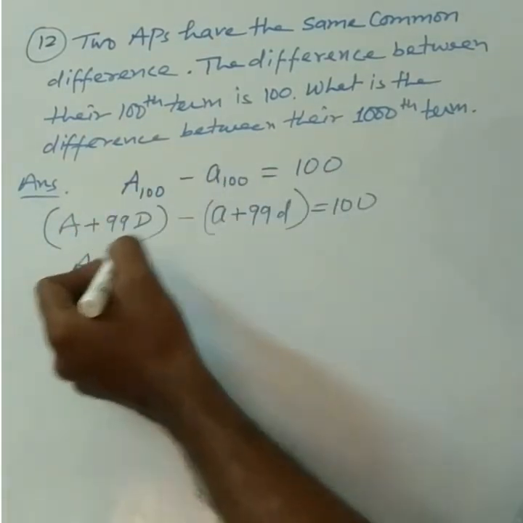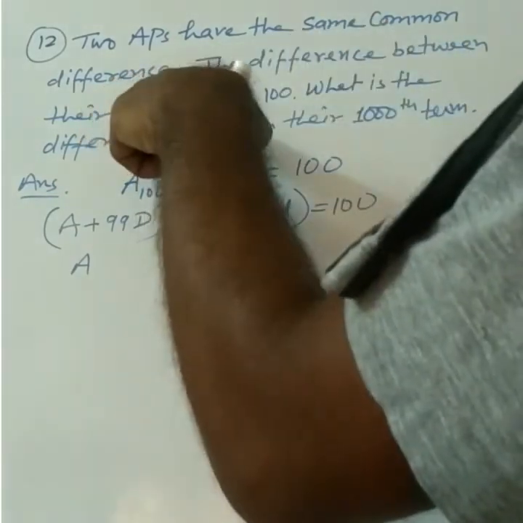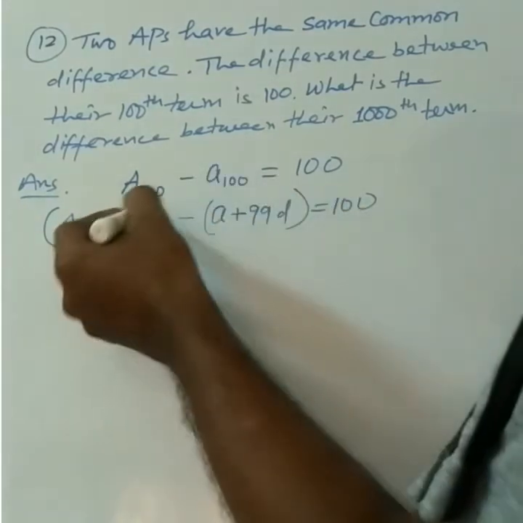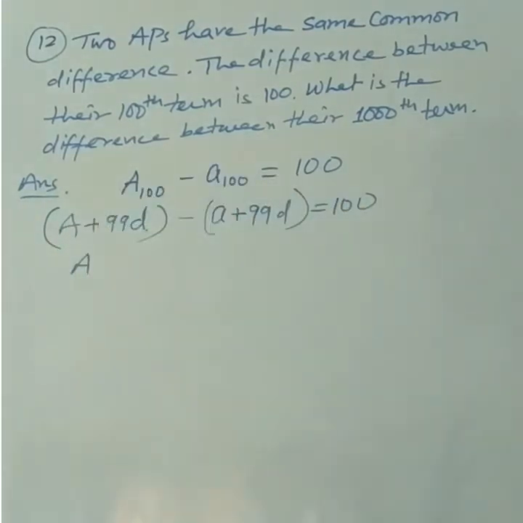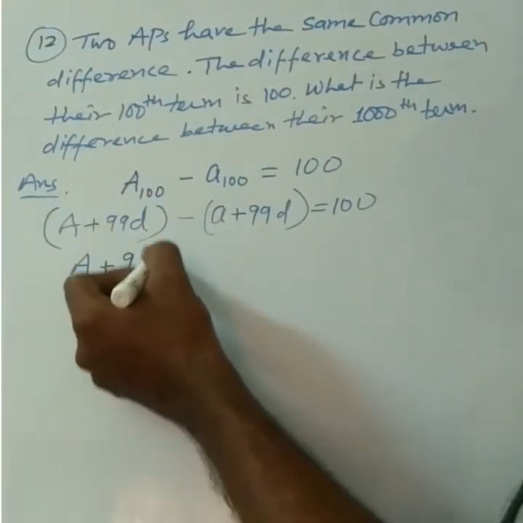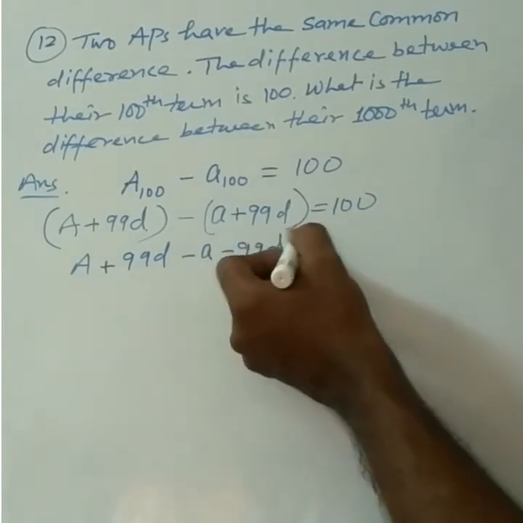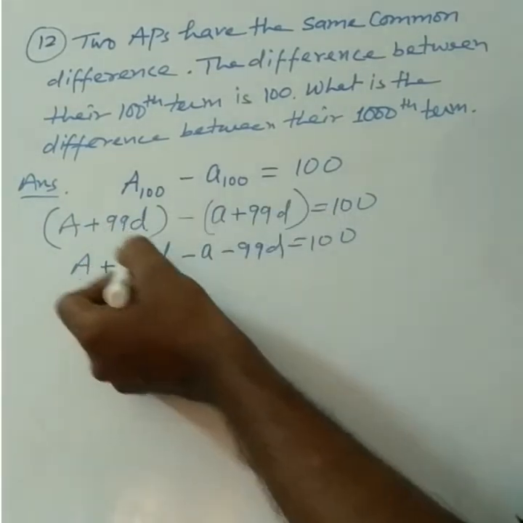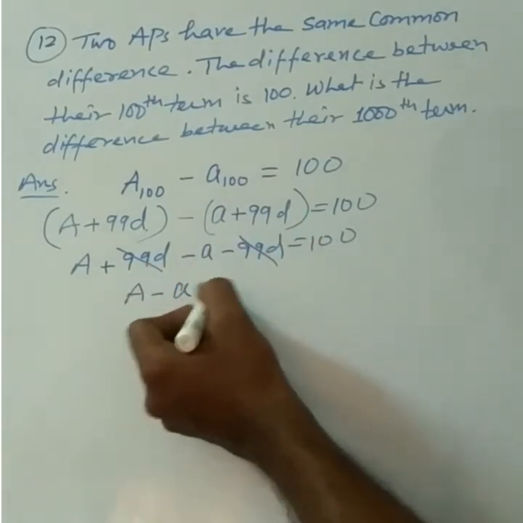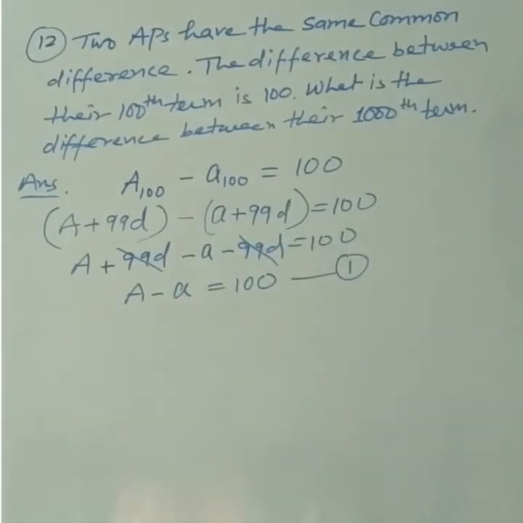Open the bracket. Here it is written they have the same common difference. Same common difference means we make these two D the same. So here we are writing small d. A plus 99D minus a minus 99d equal to 100. These two are cancelled. So A minus a is equal to 100. This is equation number 1.